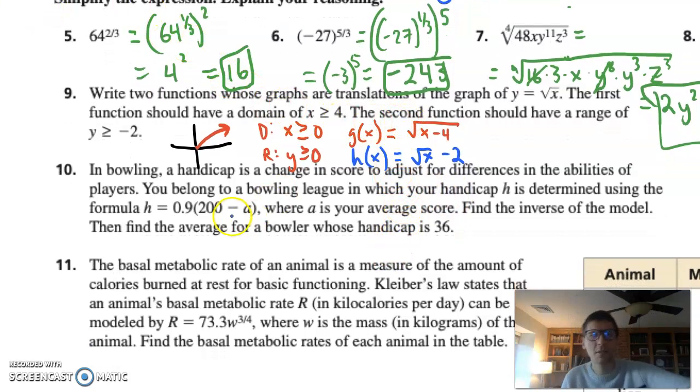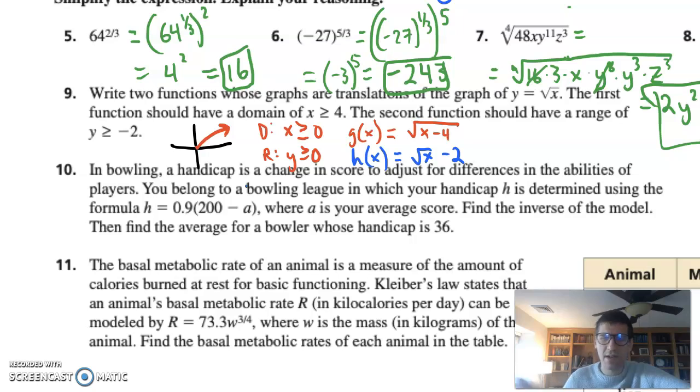So for everybody who likes to play bowling or golf, this question talks about the concept of a handicap. So in bowling, a handicap is a change in score to adjust for differences in the abilities of players. So if you're a really strong player, you would have a very small handicap, I believe. Correct me if I'm wrong. So if you belong to a bowling league, they have this formula where the handicap is determined using the formula the handicap equals 0.9 times 200 minus A, where A is your average score.